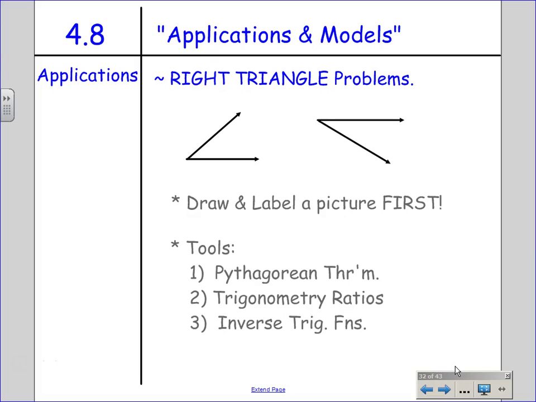Anyway, section 4.8. Applications and models. Guys, does any of this strike you as odd? Draw and label a picture. You have the Pythagorean theorem in your back pocket as something you can use. You have trigonometric ratios. Maybe I'm just saying that if you're allowed to use your calculator, you can set up fractions with sine or cosine or tangent, or cosecant or secant or cotangent, right? Remember, each of these are little baby formulas you can plug into.